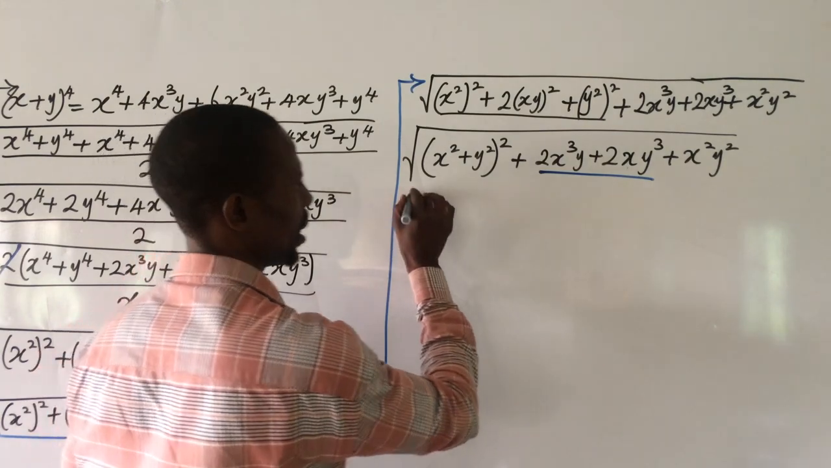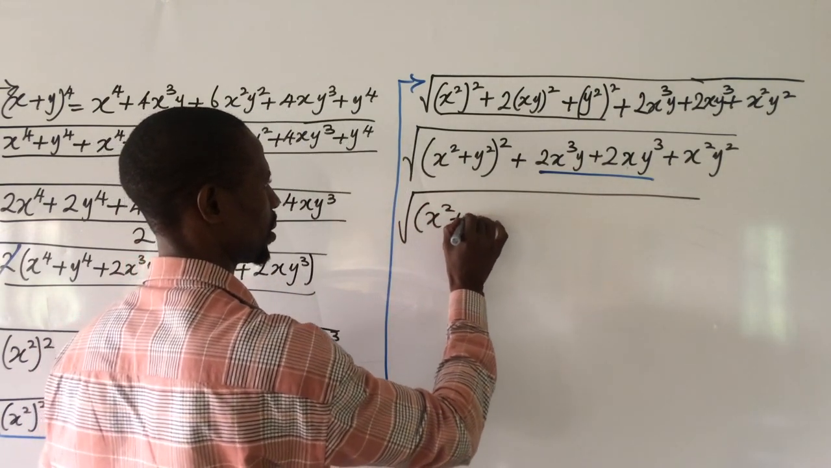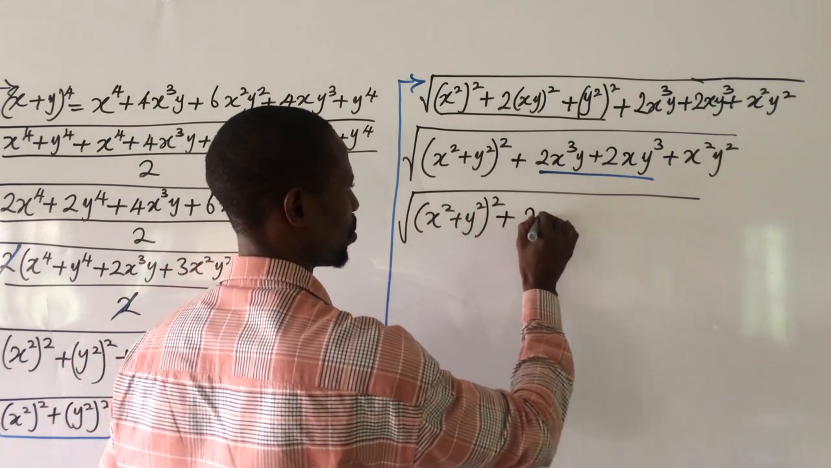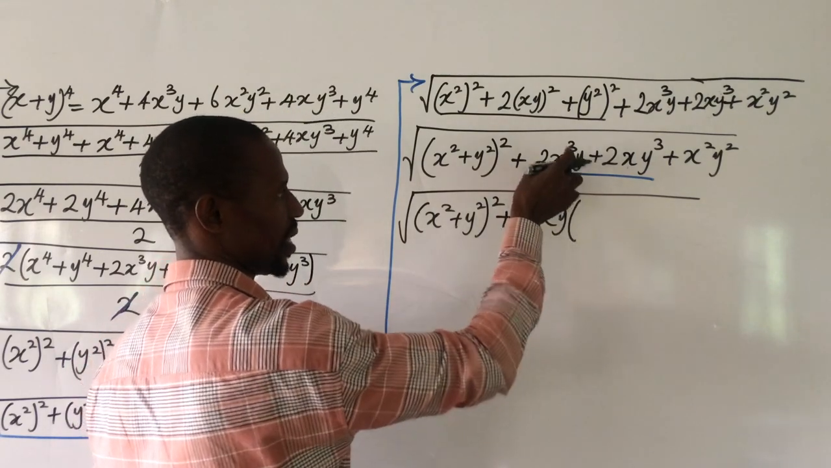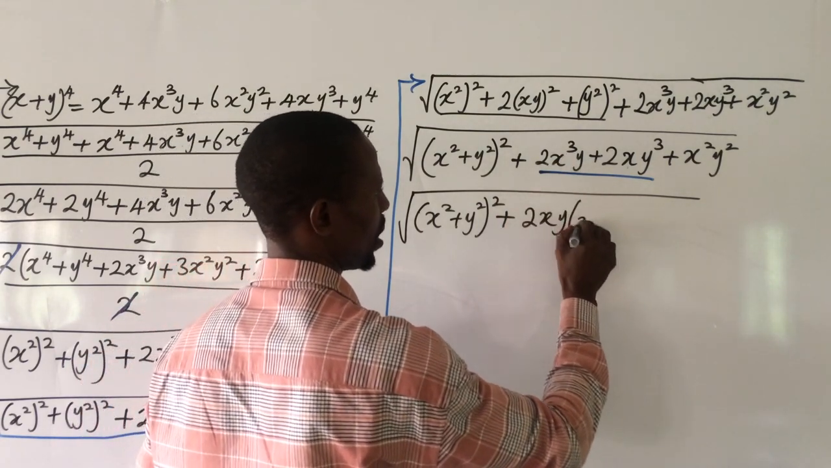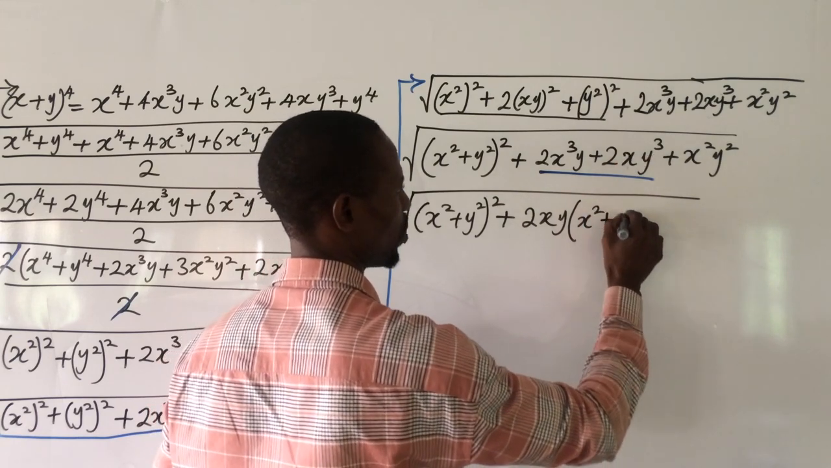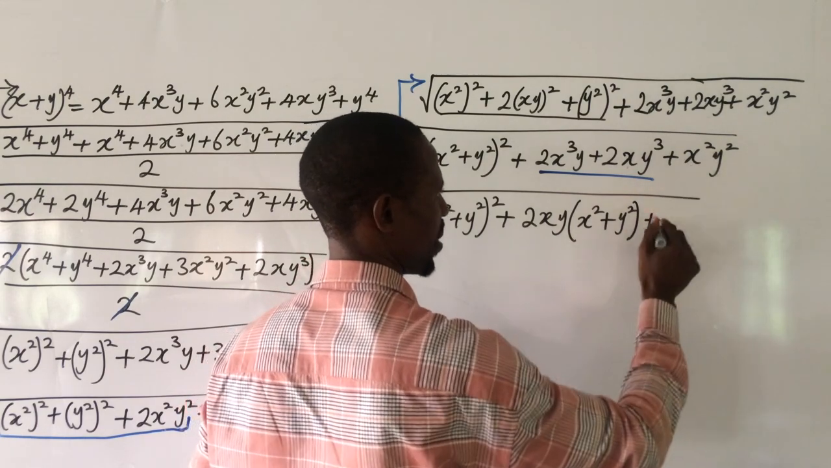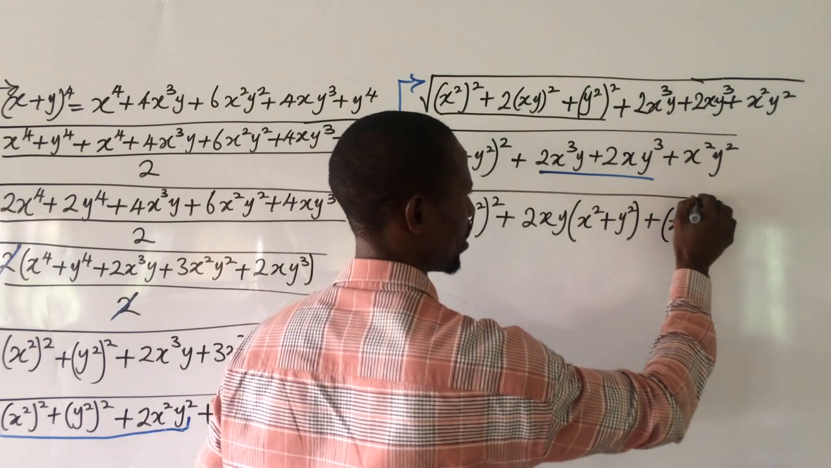If we do that, we're going to have bracket x squared plus y squared, all squared, plus 2xy. If we use this to divide this, we are going to be left with x squared plus y squared, close bracket, plus, here we can rewrite this again as xy all squared.